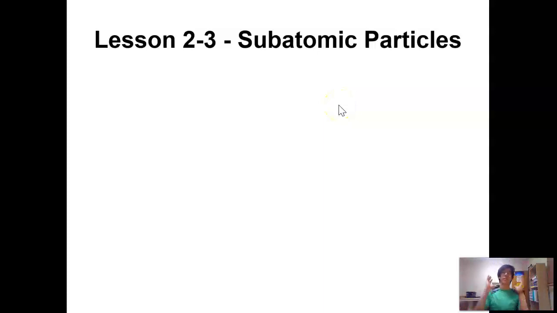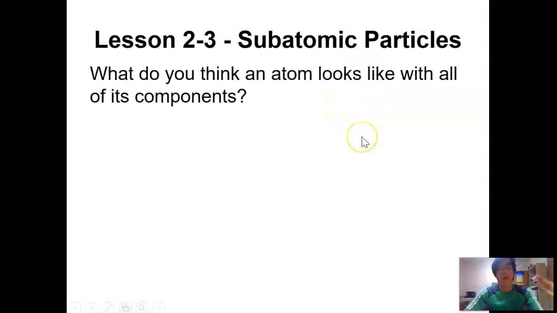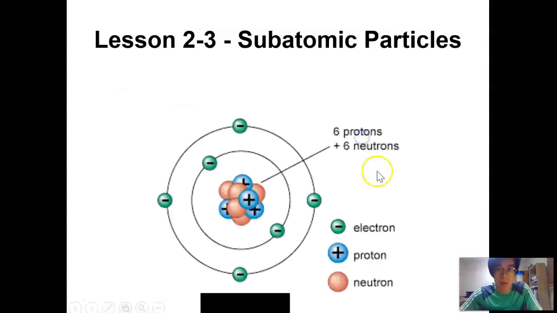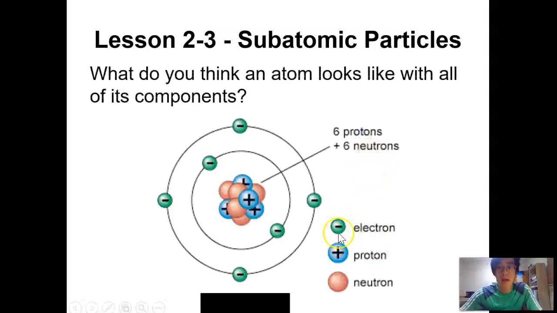So practically, we're going to look at the components of an atom and how we can create one using a model called a Bohr model. So, what do you think an atom looks like with all of its components? You have negatively charged particles called electrons, positively charged particles called protons, and zero charge or neutral particles called neutrons.